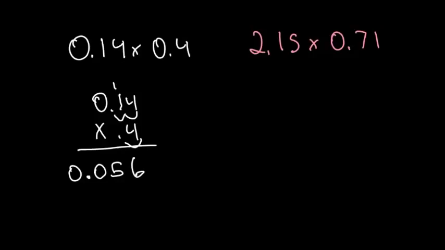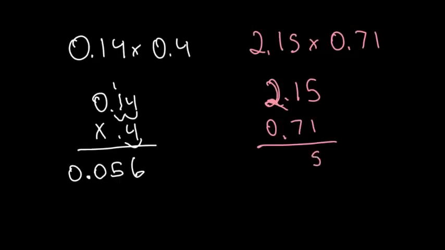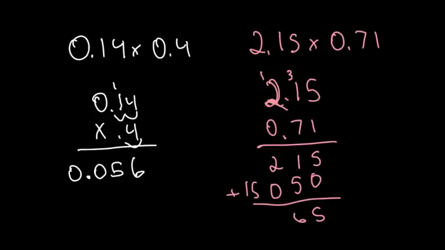Let's look at the next one. I've got 2 and 1500ths times 7100ths. So just start multiplying. 1 times 5 is 5, 1 times 1 is 1, 1 times 2 is 2. 0 placeholder. 7 times 5 is 35, carry my 3. 7 times 1 is 7, plus 3 is 10, carry my 1. 7 times 2 is 14, plus 1 is 15. Add this up. 5 plus 0 is 5, 1 plus 5 is 6, 2 plus 0 is 2, and then bring down my 1 and 5.